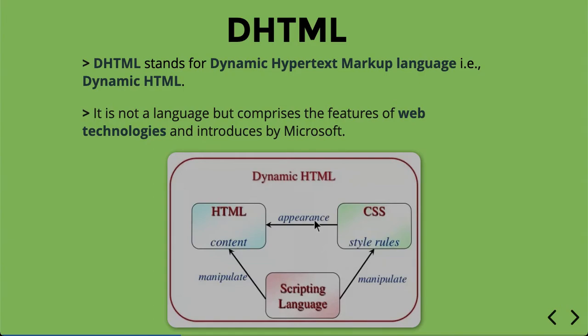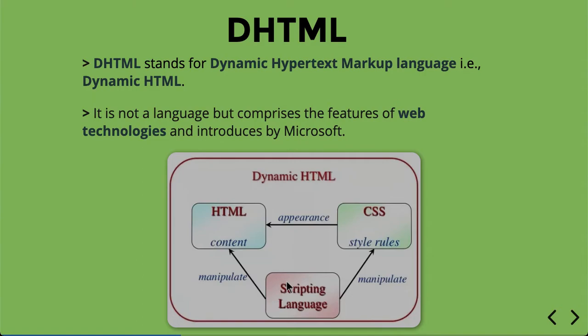As you can see in the image, HTML is used for content, CSS is used for style rules, and JS is the scripting language, which is helpful for manipulating things. This combination is useful to create the DHTML concept, and this whole technology helps to create an interactive website which is useful to interact with the user in a very seamless way.